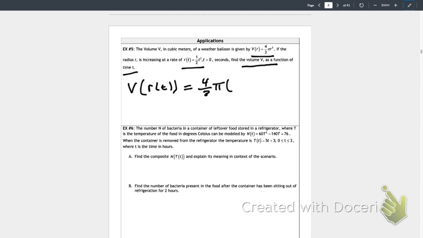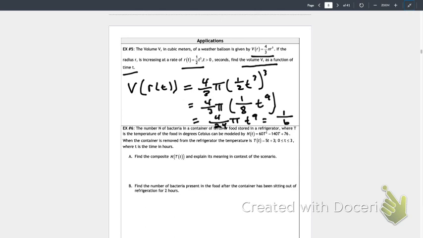So that'll be 4/3 pi. Instead of R, we're going to write what the R function is, which is 1/2 T cubed, and that's getting cubed as well. So then you've got 4/3 pi. You're going to cube all of this. So cubing 1, it's 1. Cubing 2, it's 8. Cubing T cubed would be T to the 9th because you multiply those two exponents. Multiply the fractions straight across, so you get 4/24 pi times that T to the 9th. 4/24 simplifies to be 1/6 pi T to the 9th, or you could write it as pi T to the 9th all over 6.